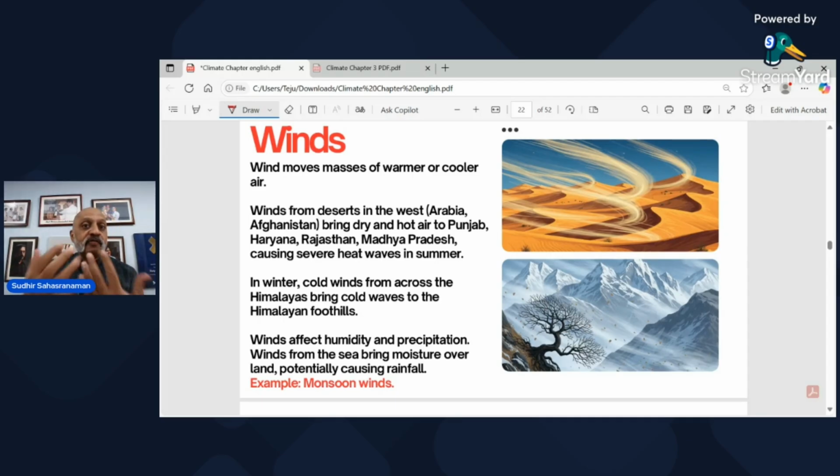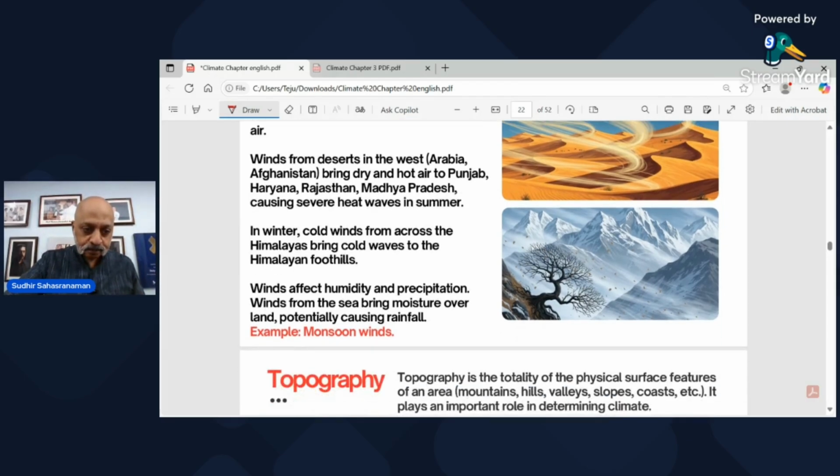The winds affect the precipitation, which means the rainfall. It affects the humidity of a particular area. And the winds from the sea, which is the Bay of Bengal, Arabian Sea, which are the Kochi, the Visakhapatnam, the Chennai kind of cities, the winds from the sea bring moisture and they cause rainfall, about which we will study right now in this particular chapter. And the example, as I have written in red, is the monsoon winds. I hope this is clear.